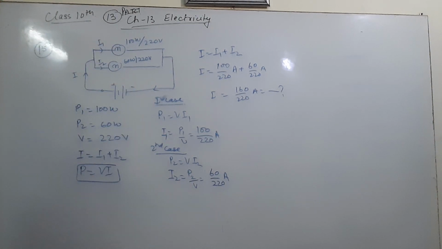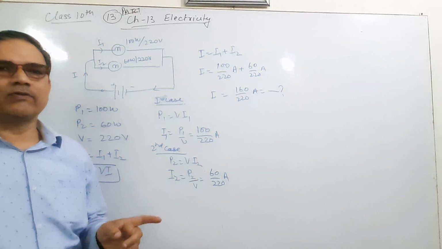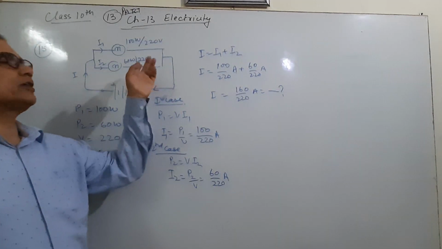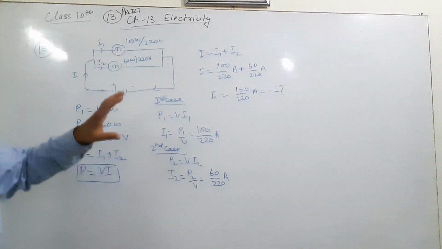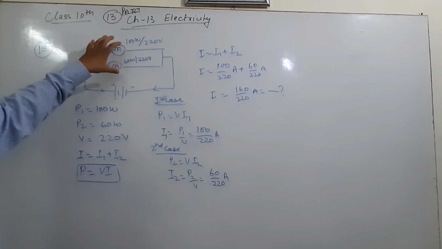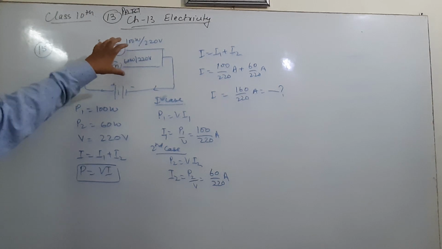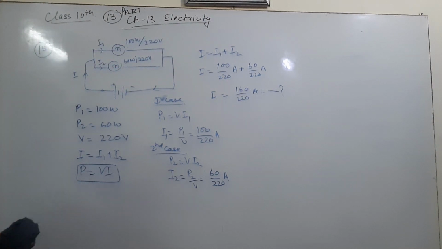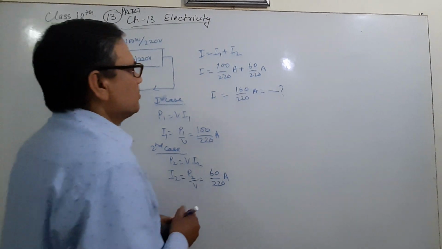Why? Because in parallel the current is different in the different appliances. It means the total current drawn in the circuit is the sum of the current passed through the individual electrical appliances. This is your question number 15. And question number 16.